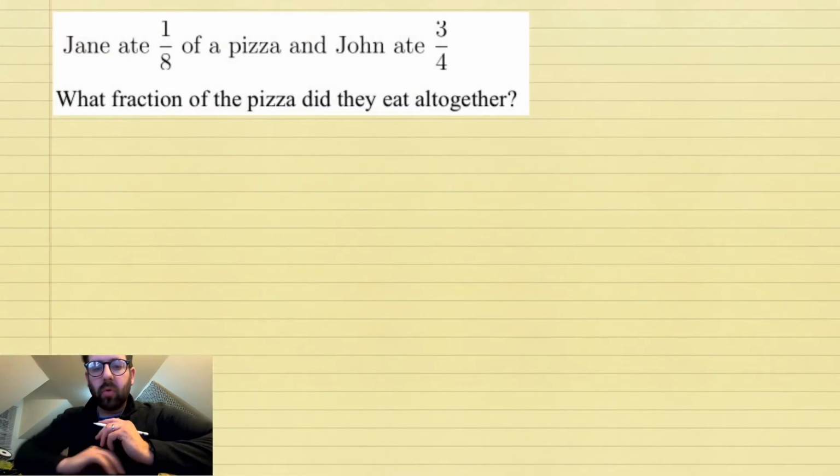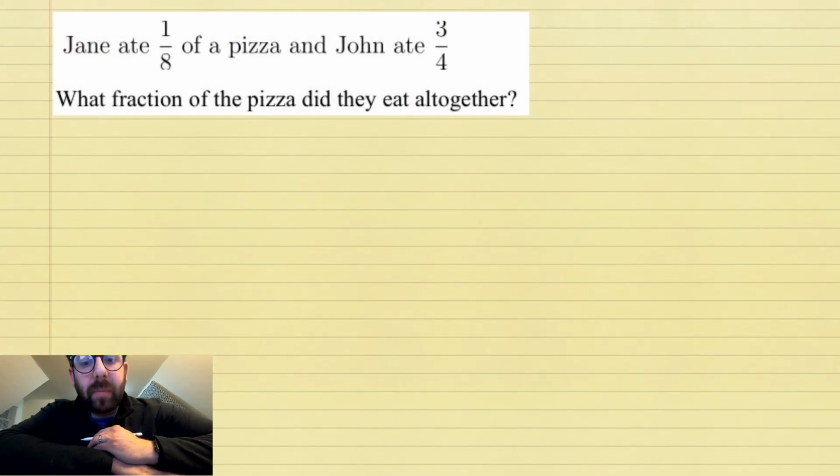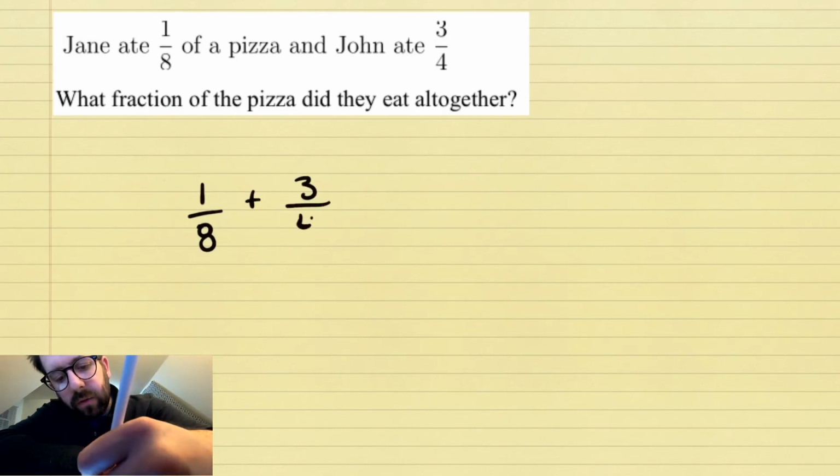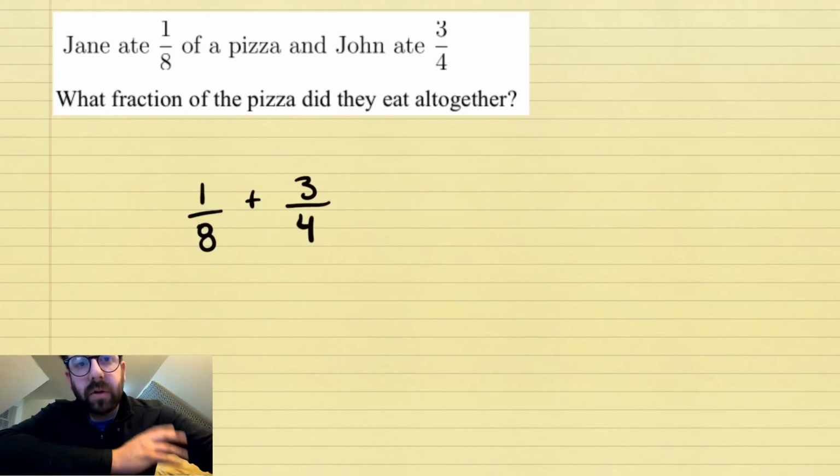Last problem here that was on the Google form. Jane ate 1/8 of a pizza. John ate 3/4 of a pizza. What fraction of the pizza did they eat all together? So we have to add these two together. So we have to make sure we're adding Jane's and John's. So to add these together, you just have to make sure that their fractions have the same denominator. So that's all you have to do to add these two together.